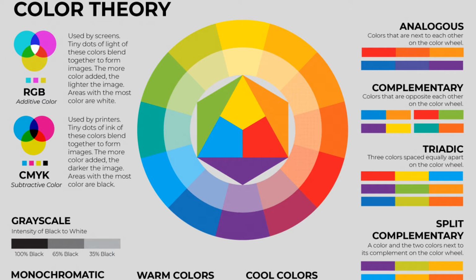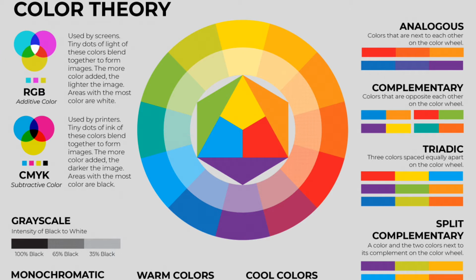And then CMYK, which goes hand in hand with printing. So used by printers, tiny dots of ink of these colors blended together to form images. The more color added, the darker the image. Areas with the most color are black. And again, black itself is used. So typically if you go and look at a large scale printer, you'll see cartridges that have cyan, magenta, yellow, black. Sometimes they'll have a light black and a black, like two different blacks. Sometimes it just depends on the printer itself.